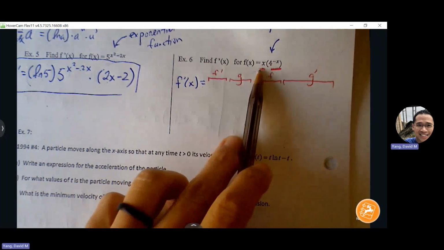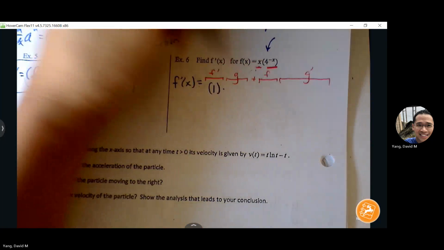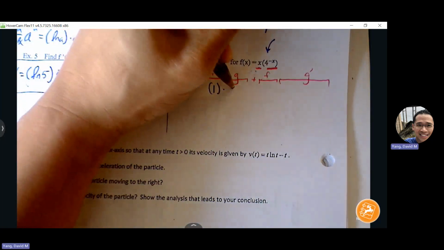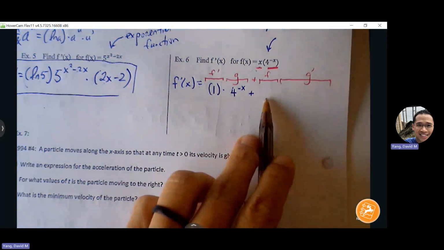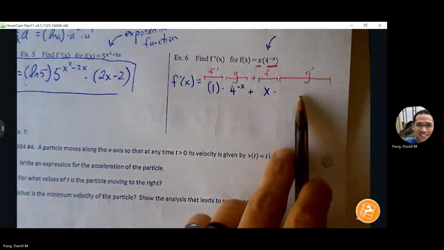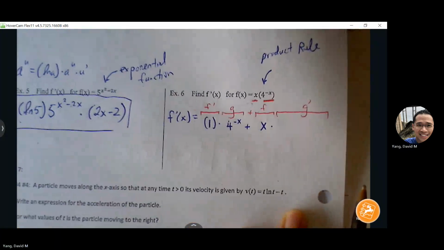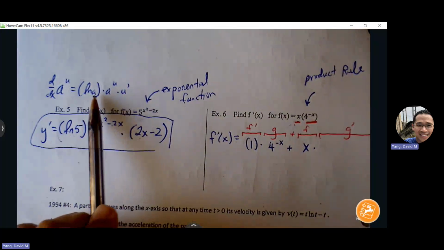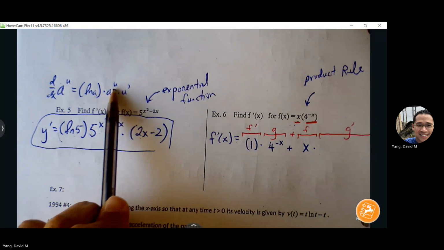Okay, f prime x becomes my g function is the original. Back to f. And g prime, so now I've got to approach the rule for a to the u. So 4 to the negative x starts off with what? Yep, natural log of 4 times that's -1. Yep.